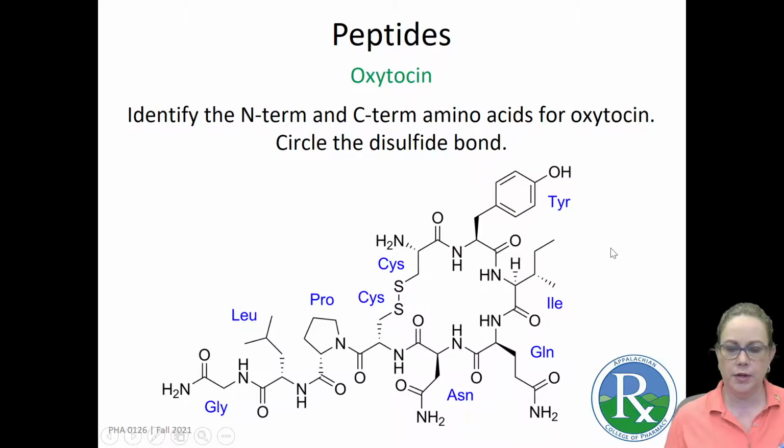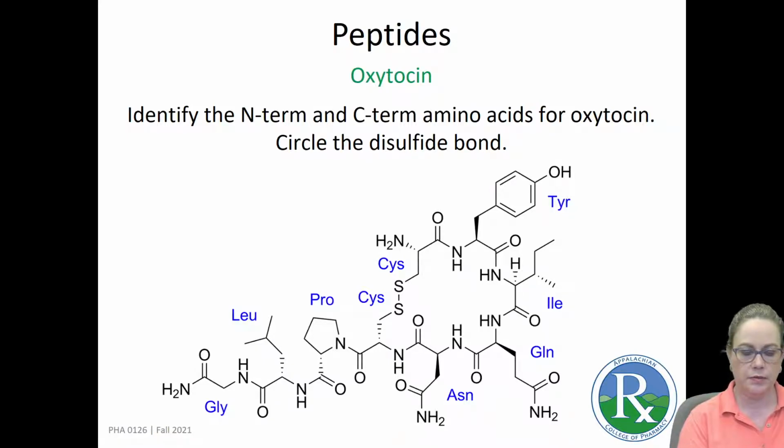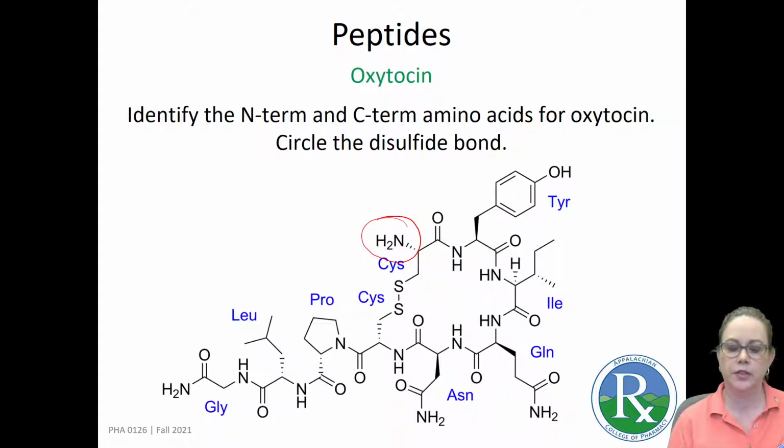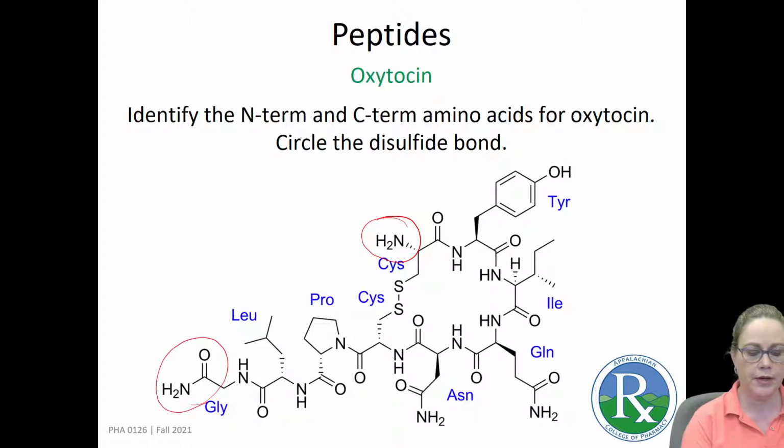All right, here we're going to take a look at oxytocin again. Just trying to get practice identifying the termini. So here we have the glycine. So we'll first identify our N terminus. There's our free NH2 group coming off of the alpha carbon. Our C terminus is going to be that modified glycine, where it's the amide instead of carboxylic acid.